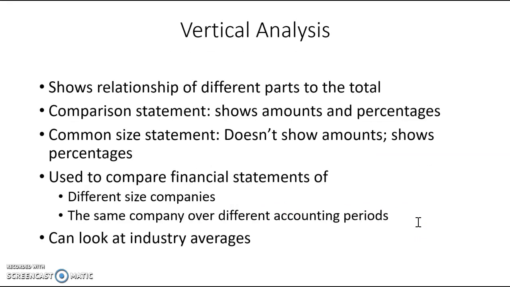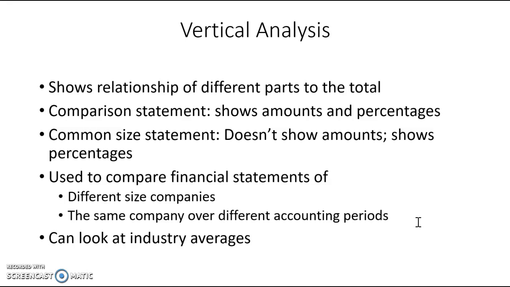Vertical analysis is where we show the relationship of the parts to the total. So what percentage of the total is each line item? In a comparison statement, we're going to show the amounts for the financial statement, and then the percentage would be in a different column. It looks kind of strange to see, but a common size statement doesn't show the amounts. It only shows the percentages of the total. So that's kind of interesting, not seeing any dollar amounts, just seeing percentages.